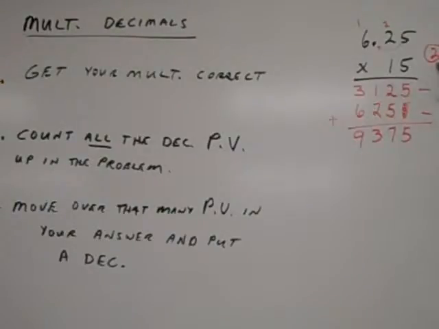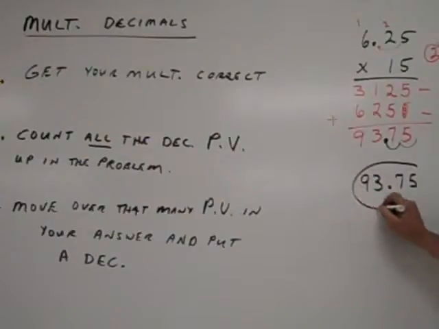So up here we counted 2 place values to get to the decimal. So down here we move over 1, 2. There's our decimal place. So our final answer on this multiplication problem is 93.75 or 93 and 75/100. And that's how simple multiplying decimals is. To me, the hardest part is getting your multiplication correct. Most students have trouble with multi-digit multiplication, and that's where the problems come.